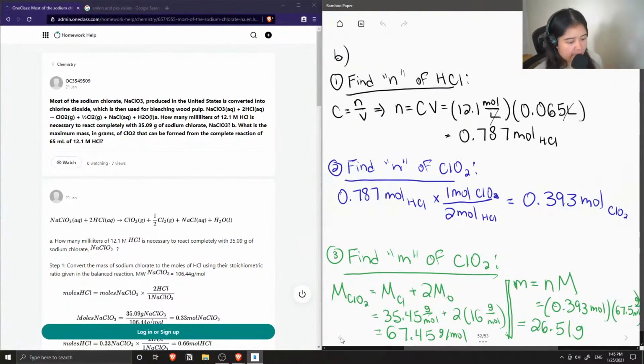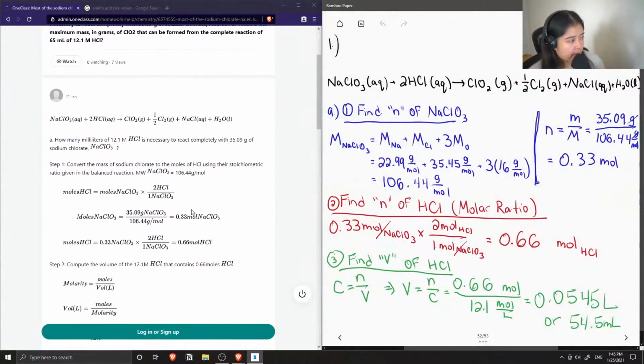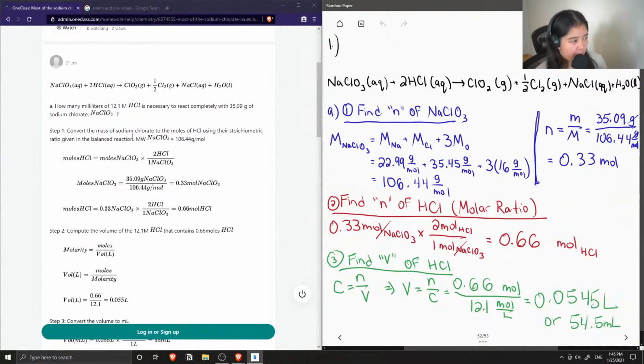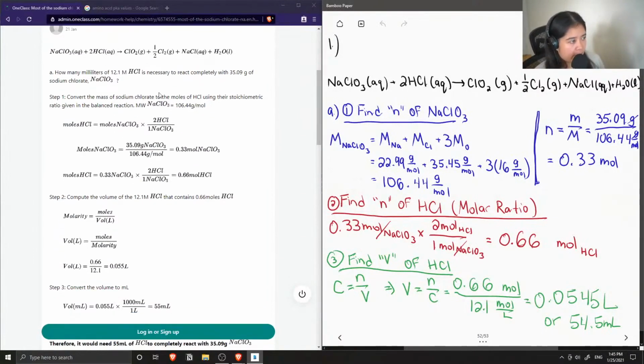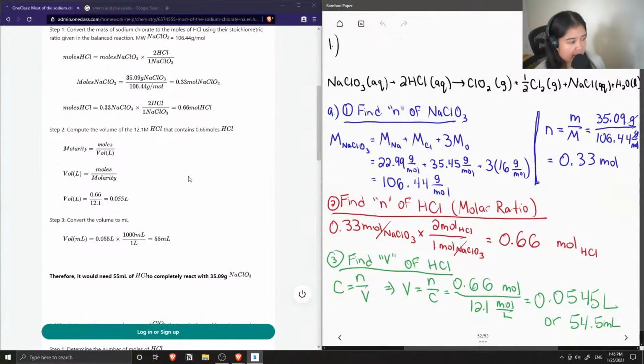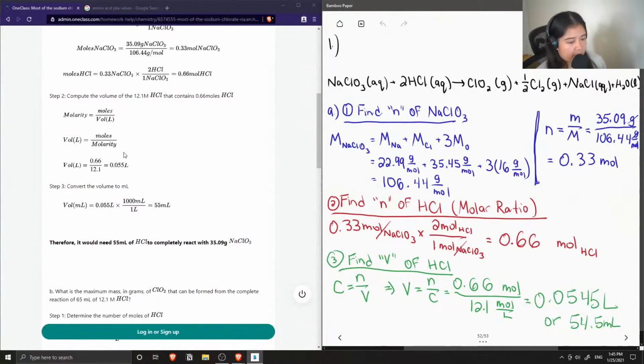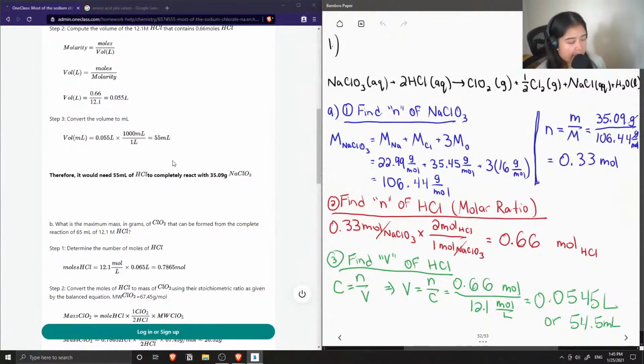Okay, so now let's see what the junior tutor said, starting with part A. First, convert the mass of sodium chlorate to moles of HCl using their stoichiometric ratio given in the balanced equation. And they have the molecular weight of sodium chlorate to be 106.44. So they did it all in one step. They showed 35.09 divided by 106 to get 0.33. And then they multiplied this by 2 to get 0.66. And then they calculated for the volume by dividing number of moles by concentration and got around 55 milliliters.